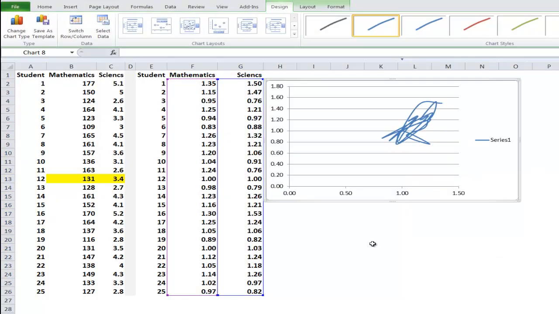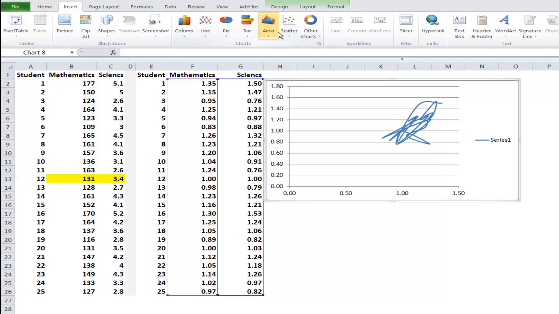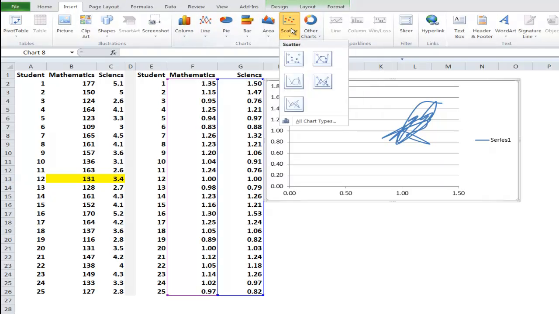That does not look pretty. That looks pretty bad. If I try to clean that up, it's not going to make a lot of difference.